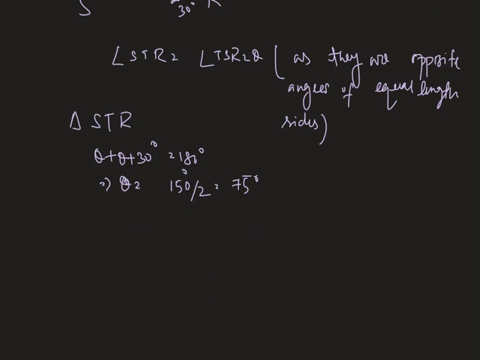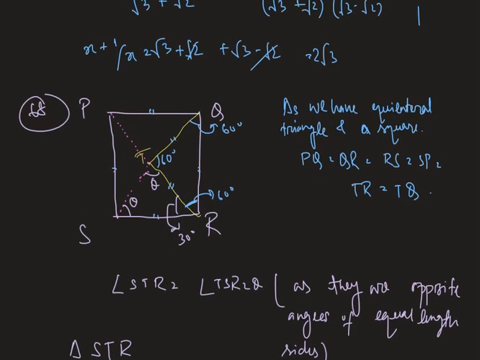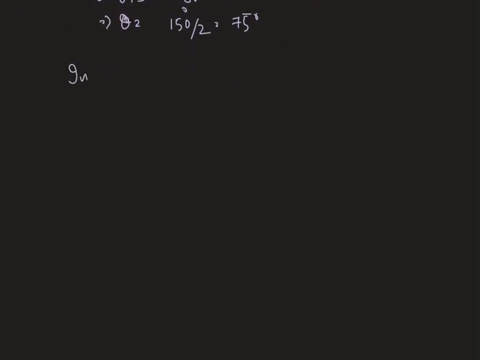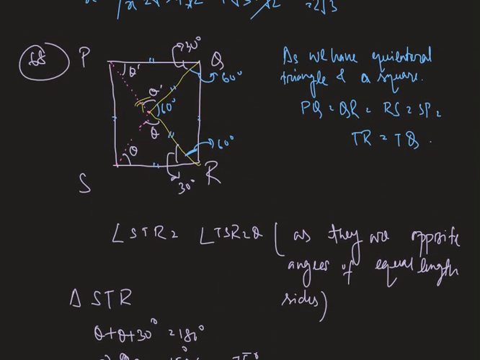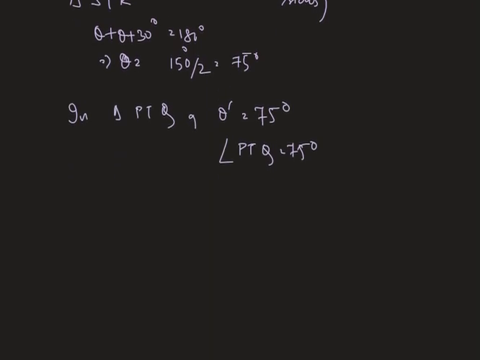Now similarly in triangle PTQ, this angle is 30 degrees, and if we assume that these two are theta prime, then the value of theta prime is also 75 degrees, or we can say angle PTQ is equal to 75 degrees.